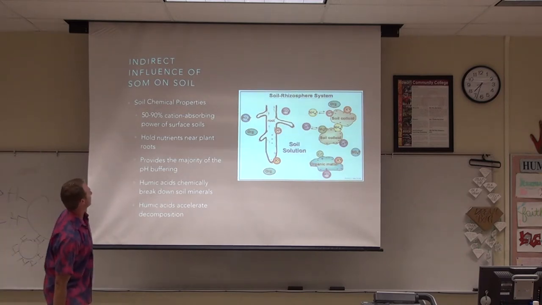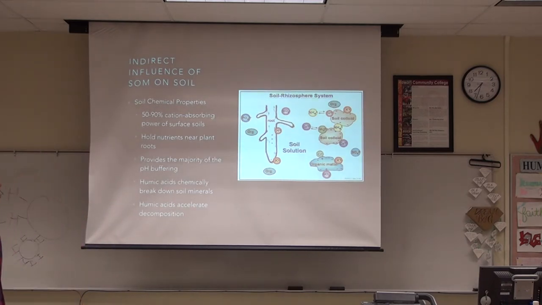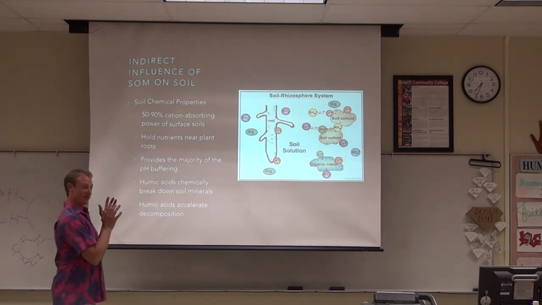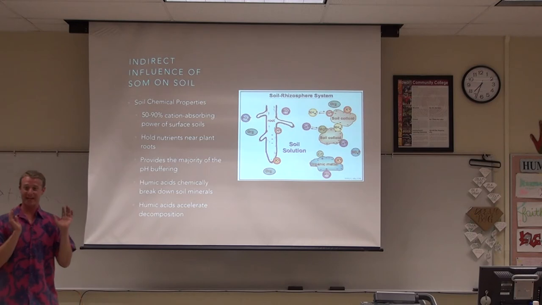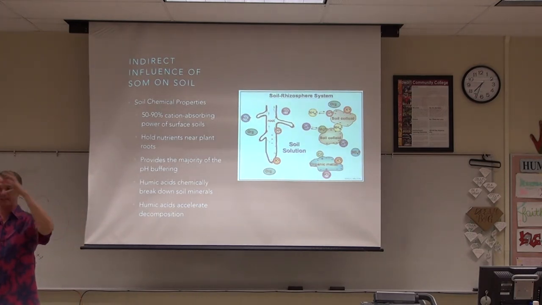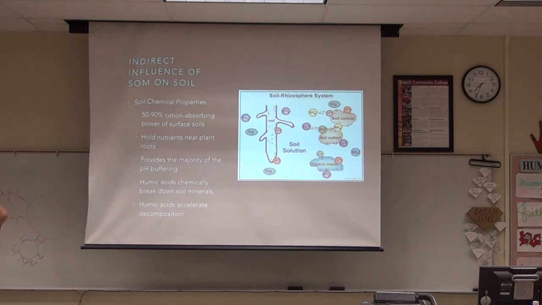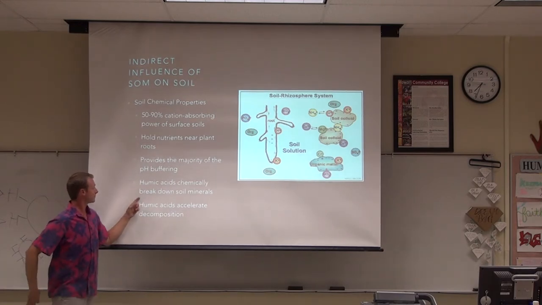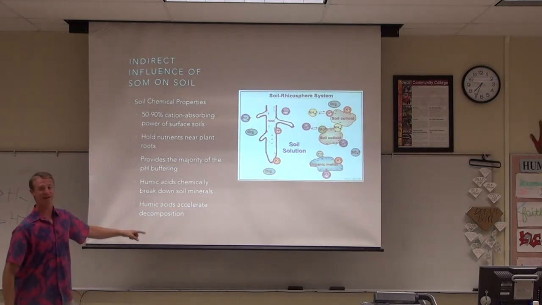Humic acids chemically break down soil minerals. The acids themselves have a reaction to soil minerals. Because of their chemical properties and their level of pH, they can break bonds of other molecules, releasing certain nutrients into the environment where they weren't available before. Humic acids also accelerate decomposition.